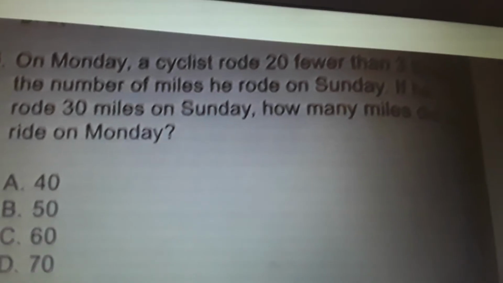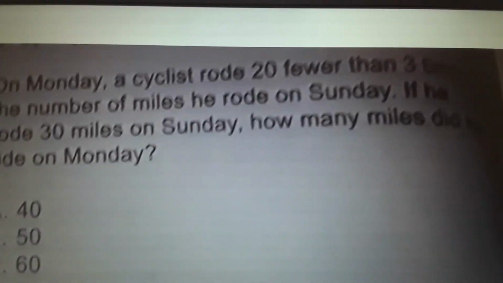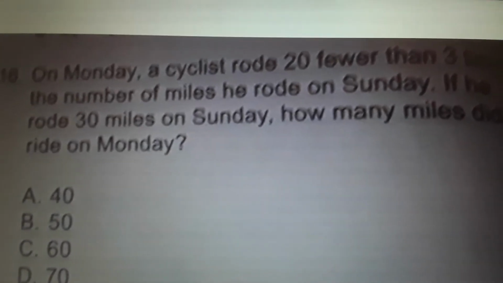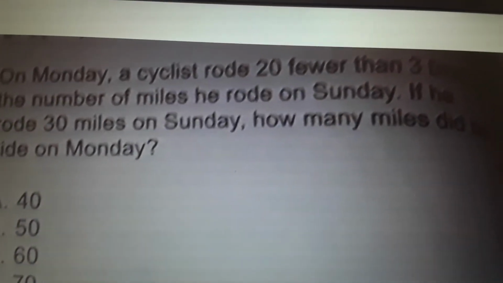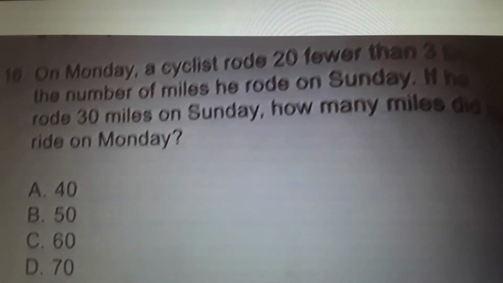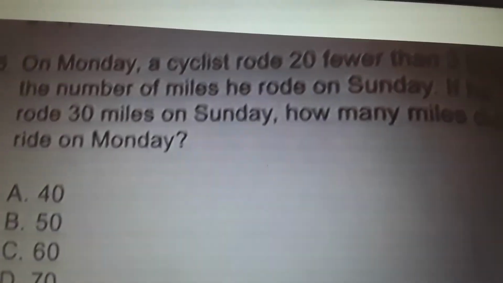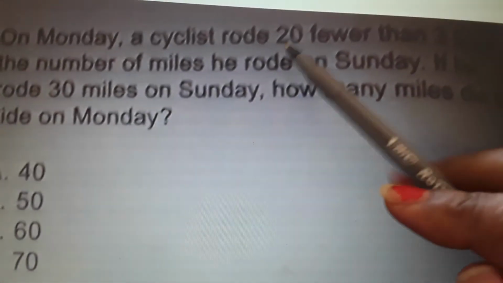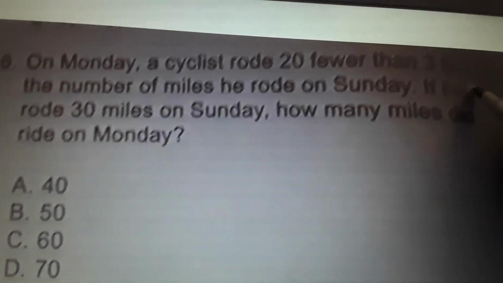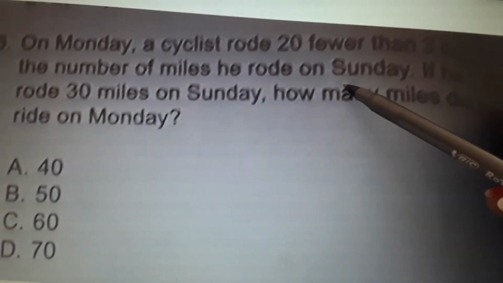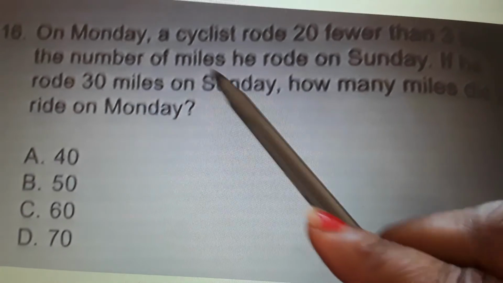All right, look at this next one. On Monday, a cyclist rode 20 fewer than 3 times the number of miles he rode on Sunday. I'm sorry if you can't see that. If he rode 30 miles on Sunday, how many miles did he ride on Monday? Again, what's important? 20 fewer than 3 times the number of miles he rode on Sunday. And 30 miles on Sunday.